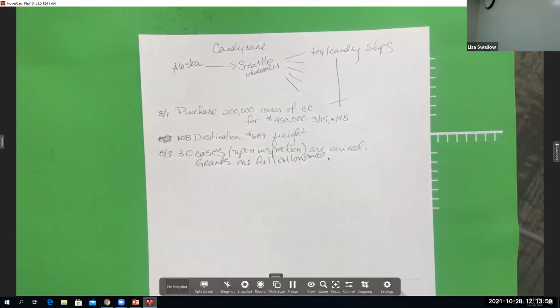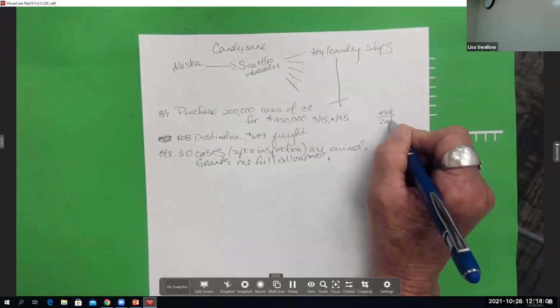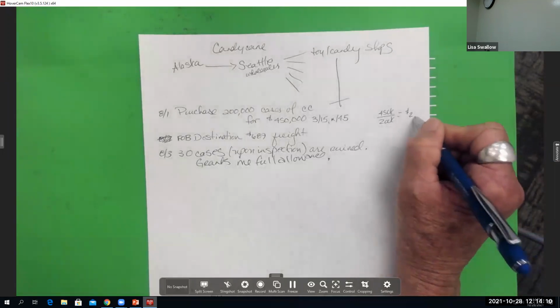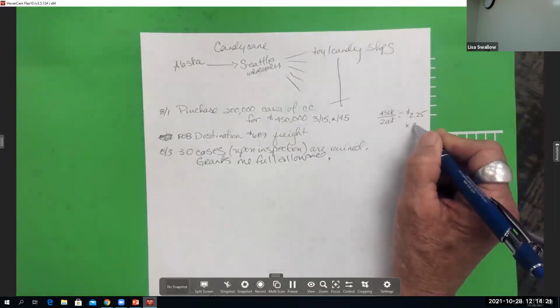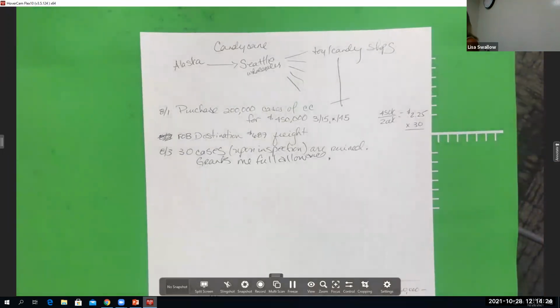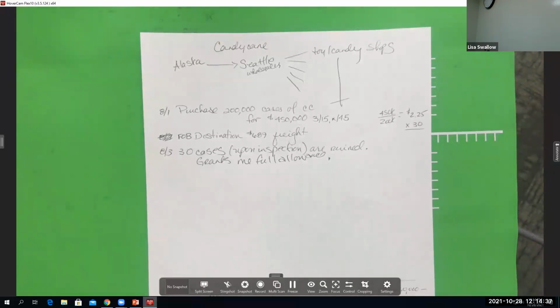How much was each case costing me? Okay, so 450K divided by 200,000 is $2.25. That so far is my cost basis in each of these things, right? Well, how much of an allowance do I get? $67.50. That's not a very good number, but whatever.